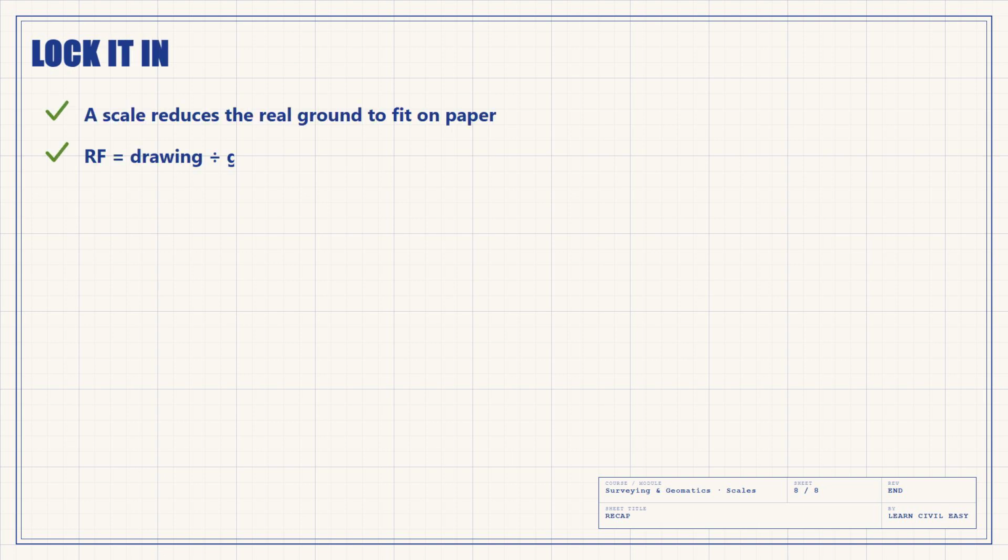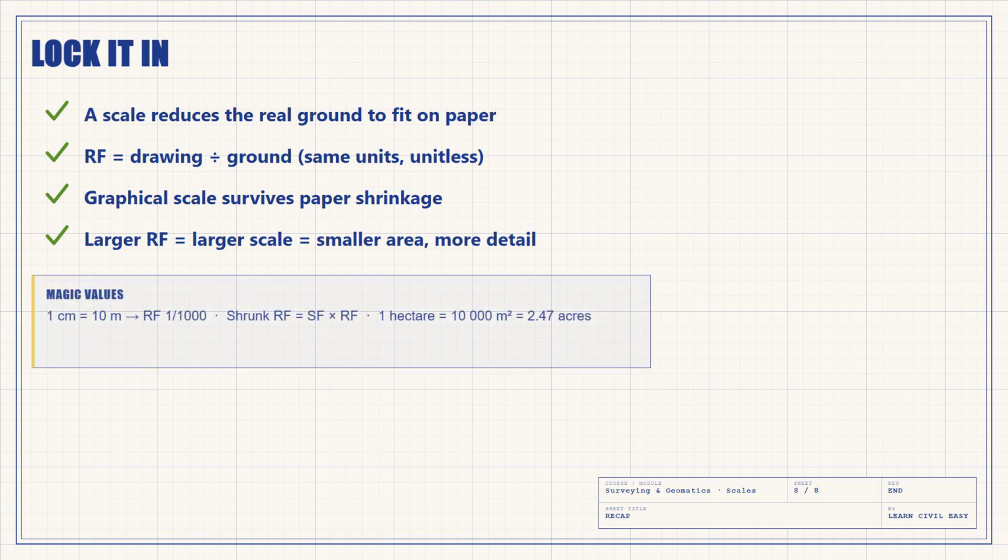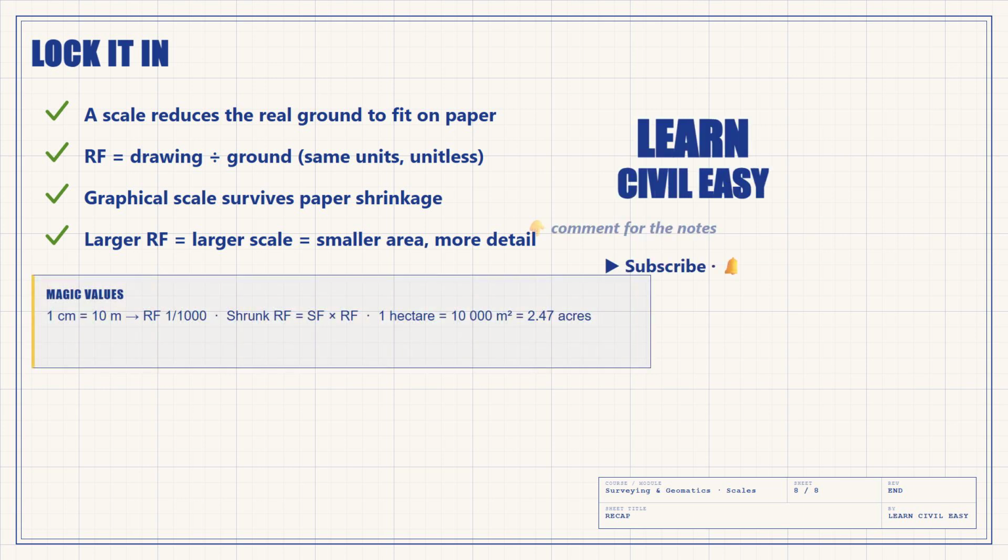So dear students, let us lock it all in. A scale reduces the real ground onto paper. RF is the ratio of drawing to ground. A graphical scale survives paper shrinkage, and a larger RF means a larger scale. That is the whole concept of scale, so simple once you truly see it.